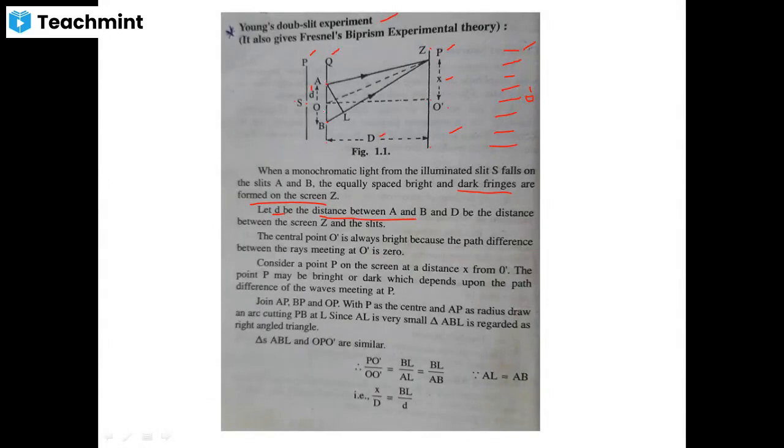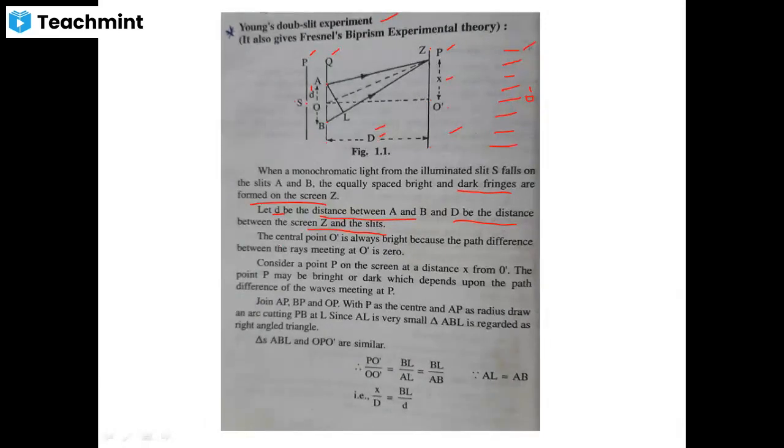As I told you, what is the distance between A and B? It is taken as small d. Then capital D be the distance between the screen Z and the slits. It is this D. This is the screen. This is the double slit. So the distance from here to here is taken as capital D.